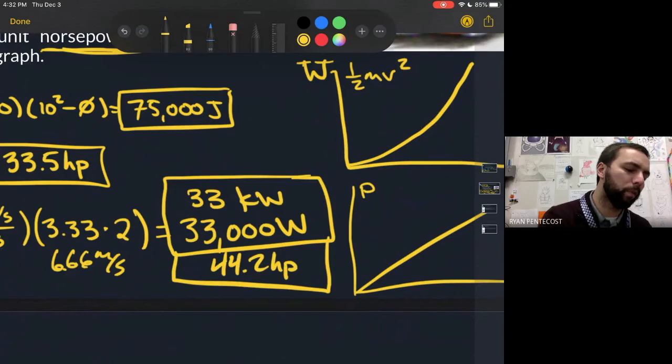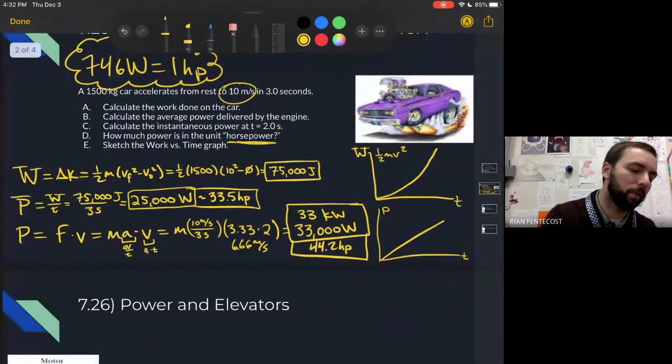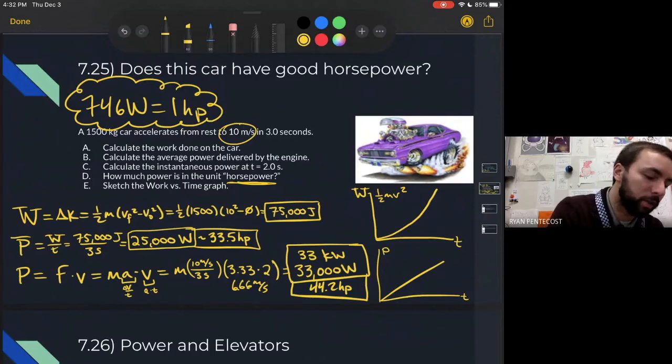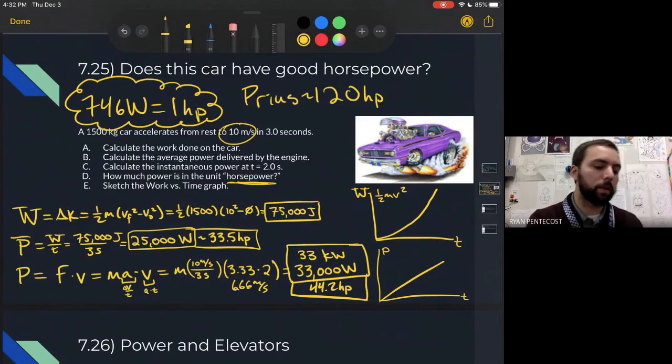But a Toyota Prius, which is commonly mocked for its horsepower, just for being a Prius in general, has about 120 horsepower. So this car has about a third of the horsepower of this Prius.